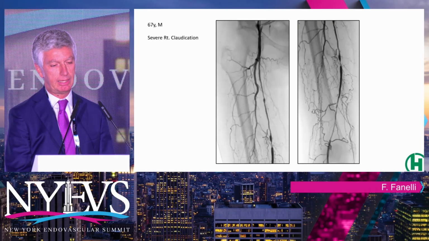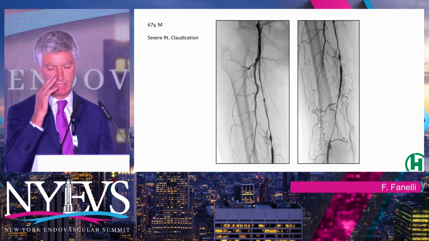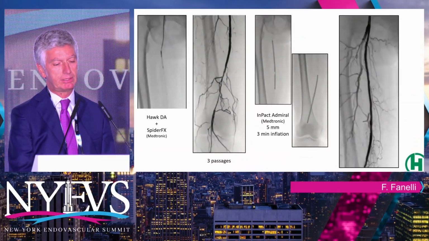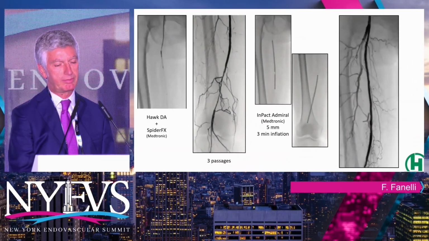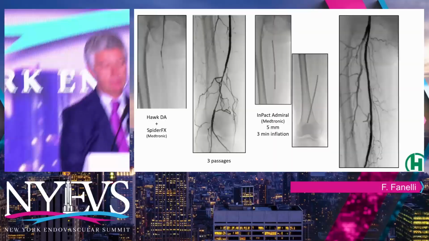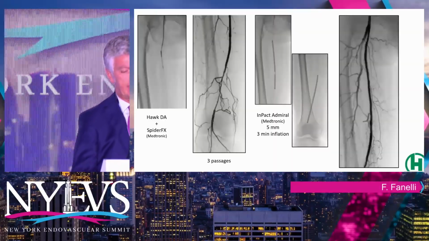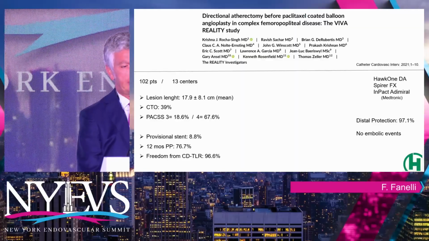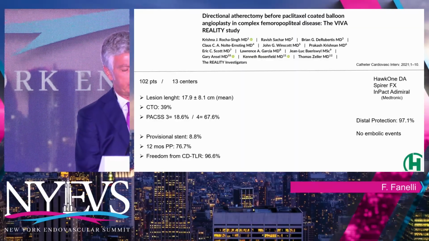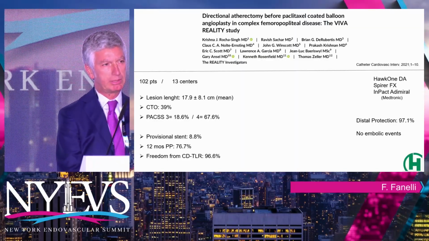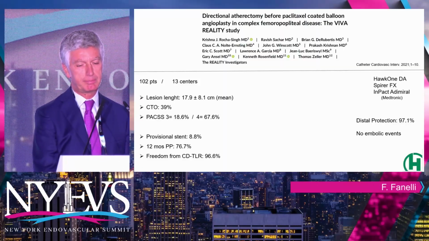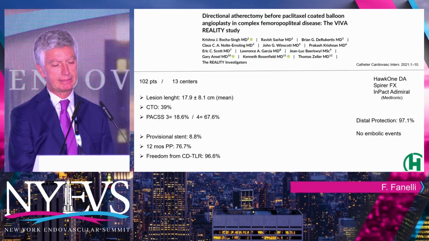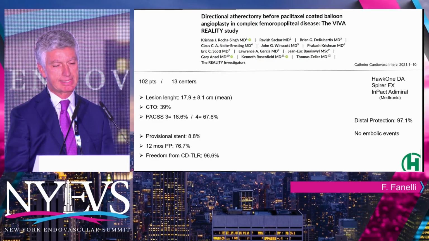Just a simple case, a male patient with a long stenosis in the FEMPOP region. This was treated with the OAK device, always with a filter, and then the DCB with a very nice final outcome. I think everyone is familiar with the REALITY study. It may be one of the most famous ones in the combination of directional atherectomy plus the use of DCB, with a 1-year primary patency of 76%.